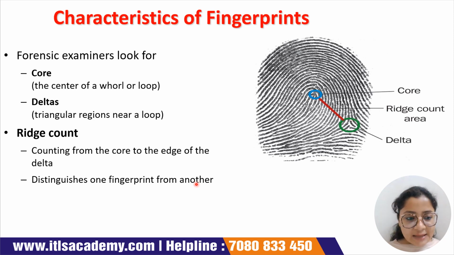Okay. And this reach count is very important because it distinguishes one fingerprint from another, which is a very important requirement or prerequisite when we are talking about fingerprint analysis, because the analysis will be successful only when we will be able to differentiate between the two fingerprints of two different individuals, because only then will we be able to say that this is the criminal and this is not, isn't it?